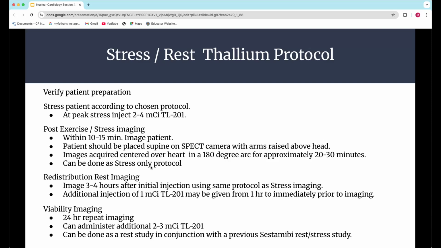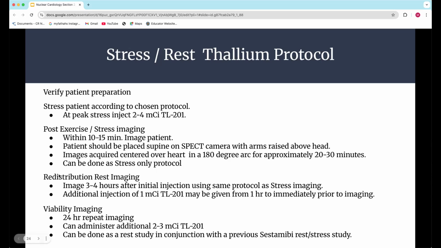But you can do this as stress only, because if you do that stress test and your images pop up and everything looks great, you're good. You don't need to do anything else. Now, for the rest part of a thallium, remember our thallium redistributes, right? So if you image for the 10 or 15 minutes at stress, the thallium went in and you were vasodilated, and so it locked into the cardiac tissue where it was when it was vasodilated. You get images of it, and then after 15 minutes, it washes back in.